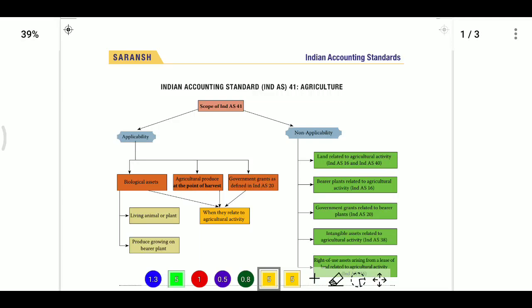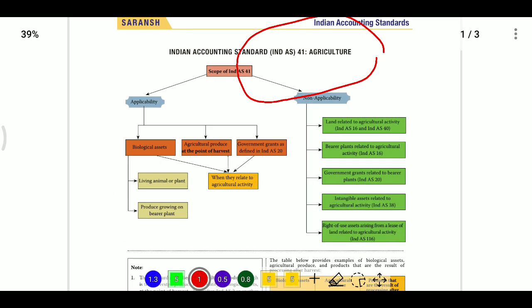Hello everybody. In this video we are going to discuss Ind AS 41, that is agriculture. This Ind AS prescribes accounting for items related to agriculture activities. Applicability covers biological assets, agriculture produce at the point of harvest, and government grants as defined in Ind AS 20. What is meant by biological asset?